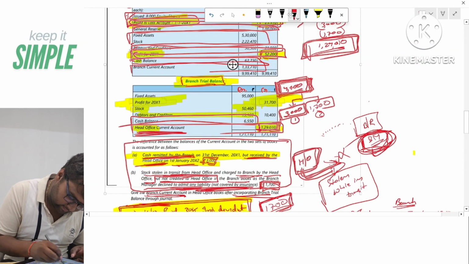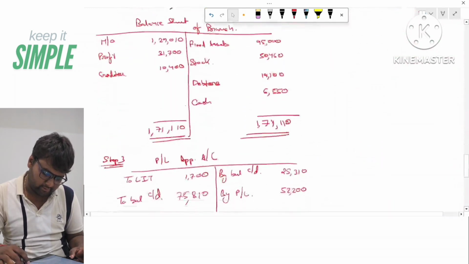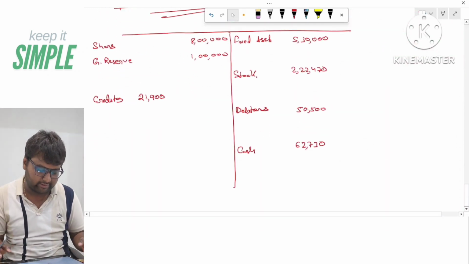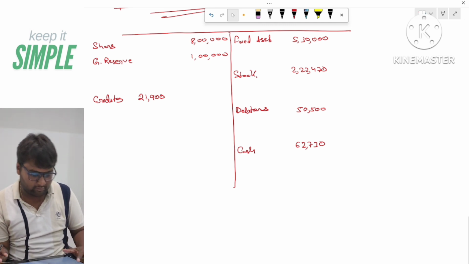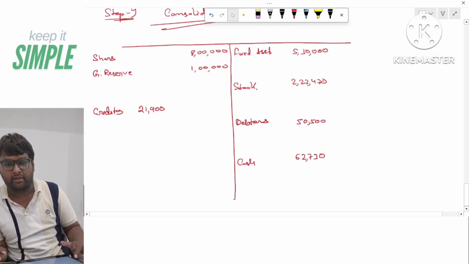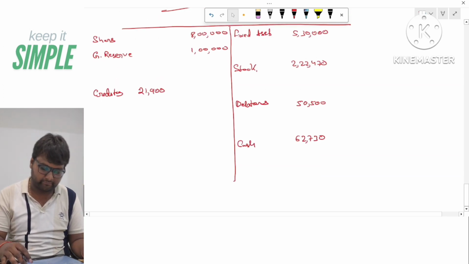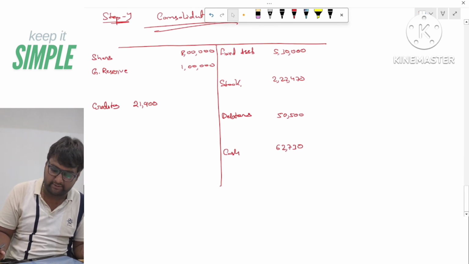And branch balance 1,33,710. We'll write branch balance or what? We'll not write branch here because ultimately it will be set off and it will become zero. In last class we have seen that always branch balance becomes nil. So we'll not write branch balance here as of now. Okay, so this is done. This is the balance sheet for head office.